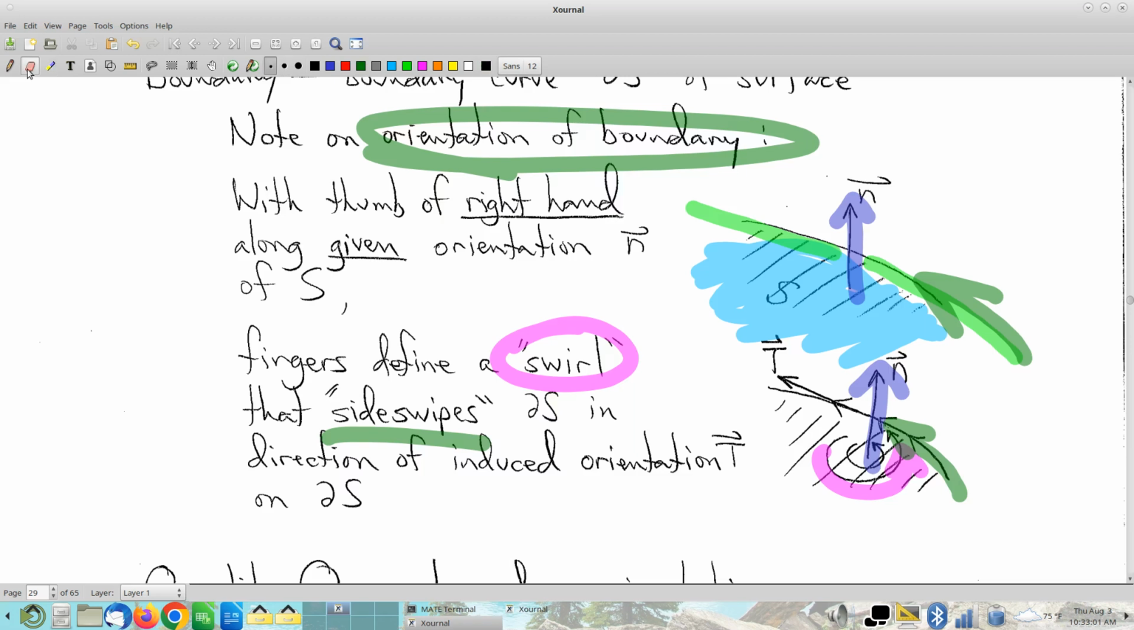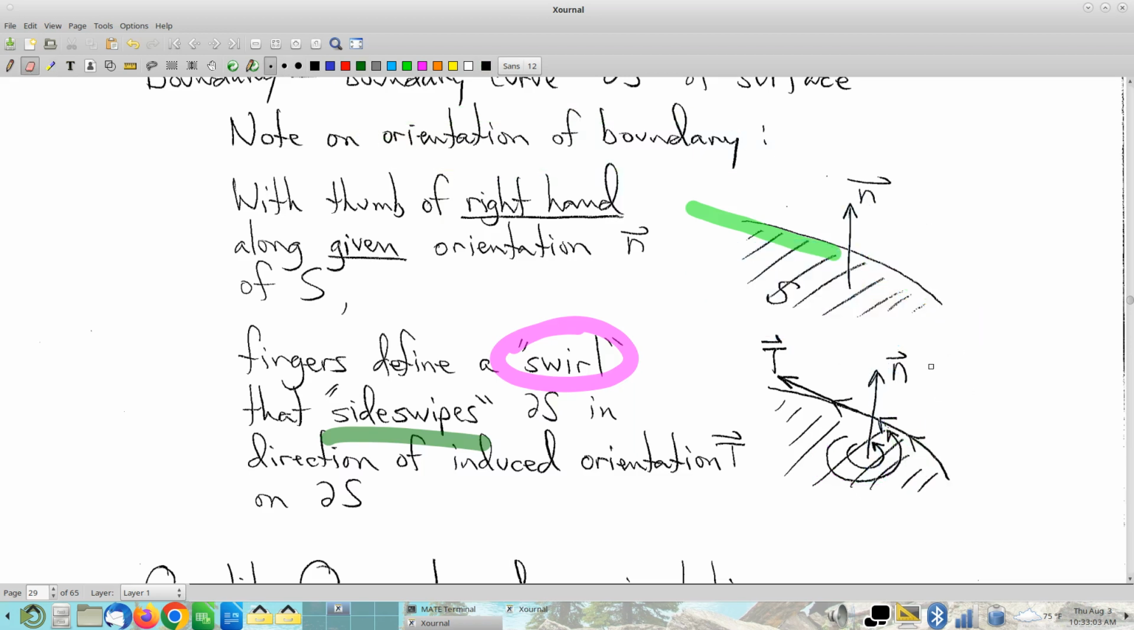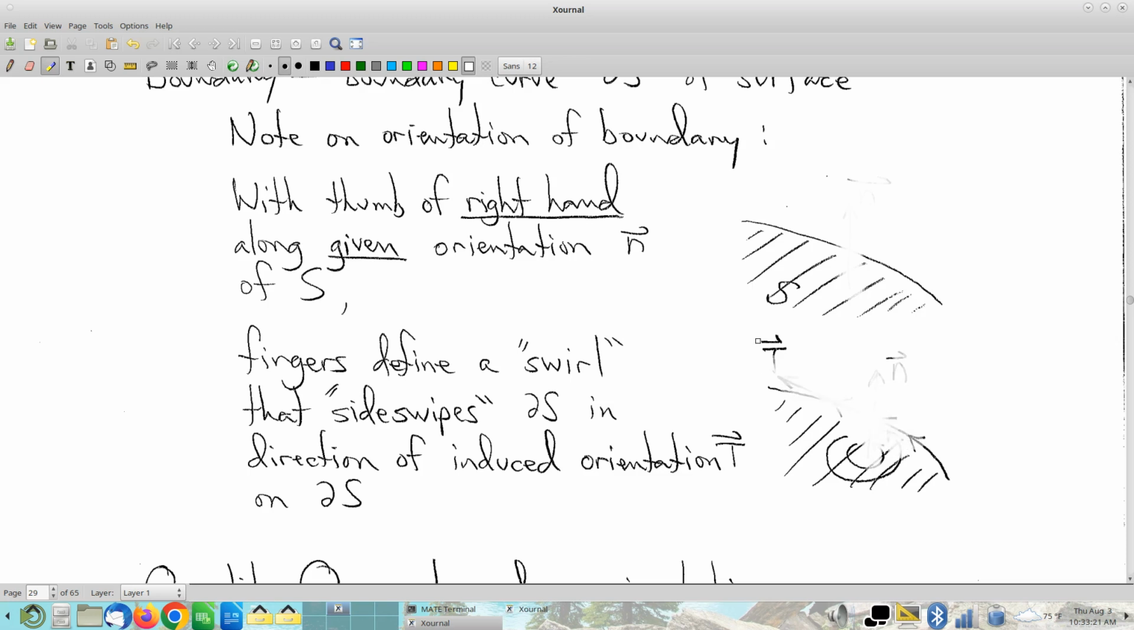So now, just as an exercise, let's suppose that the surface was oriented the other way. Let me erase all of this. Let me get rid of that and that. Okay. All right. Hypothetically, what if the orientation on the surface was downward?